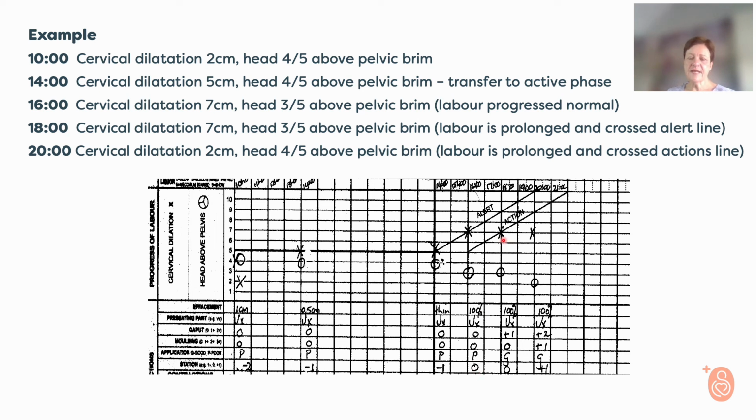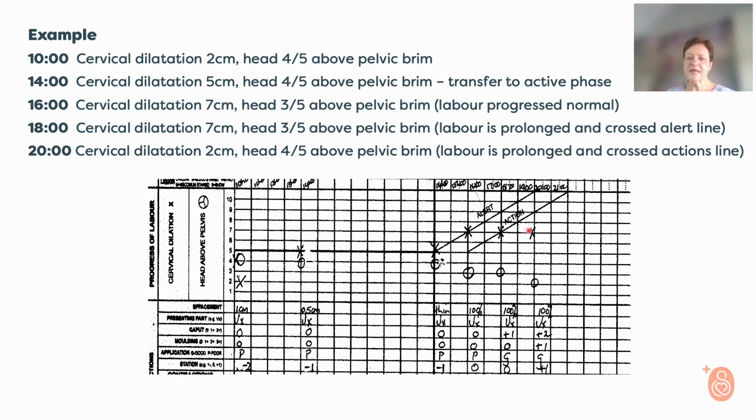And then 2 hours later, there was absolutely no progress. The cervix is still 7 centimeters dilated. And here you can now see it falls on the right side of the alert line. So we know now that there is delay in the progress of labor. There's now prolonged labor. There was no improvement in the engagement of the head. It is still 3/5 above the brim. These are all the same, except that we also now start getting caput succedaneum.